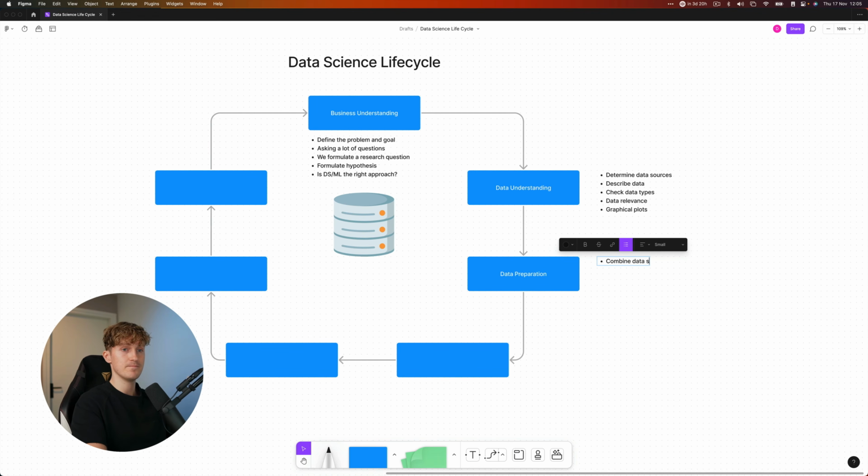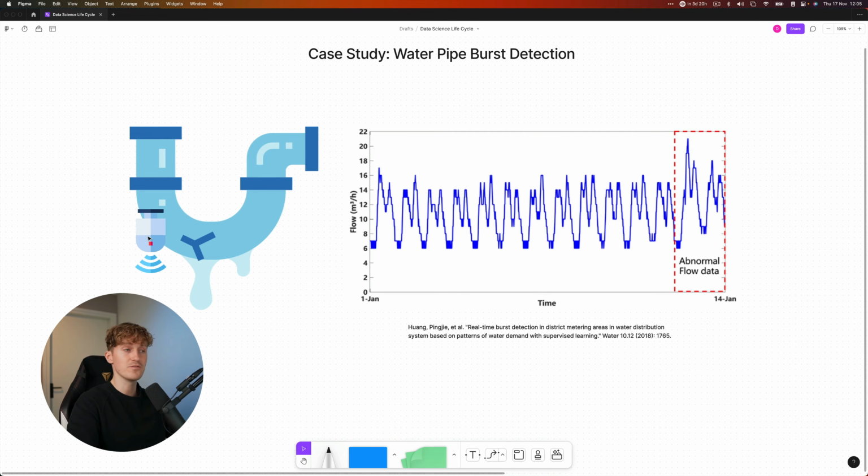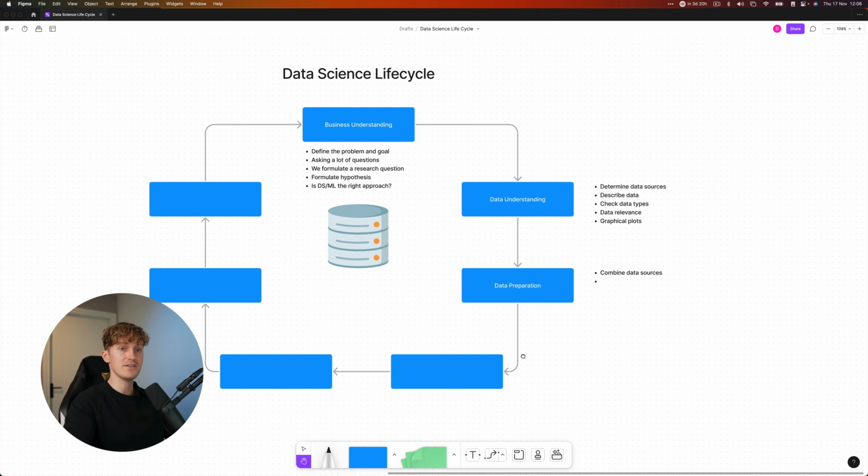So we combine data sources. We also check whether there are any missing values within the data and potentially do some imputation of those missing values. So this sensor, for example, might shut down or temporarily doesn't work as intended due to connectivity problems, for example, and that results in a gap within that data. Now, depending on how big that gap is and the data itself, we as data scientists can use various imputation methods to fill up those holes in order to still use that data.